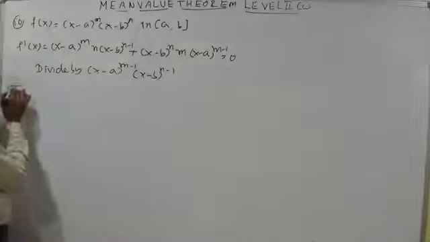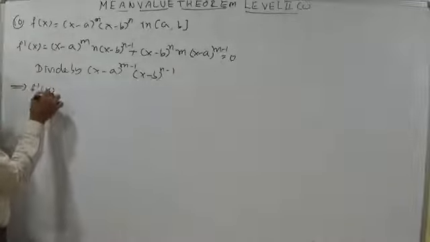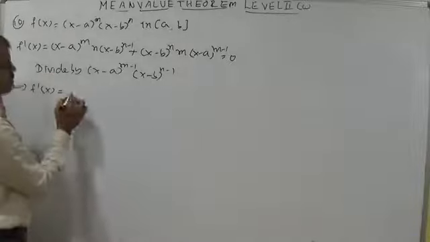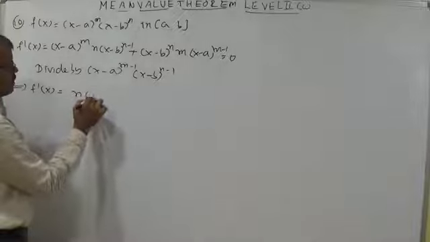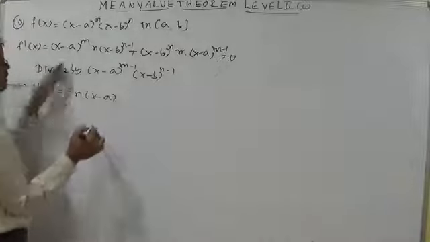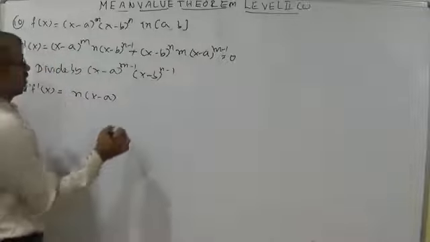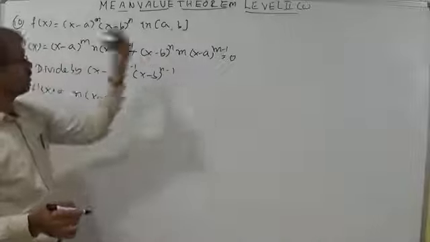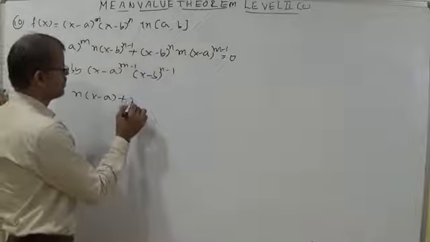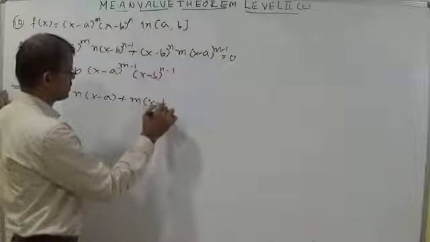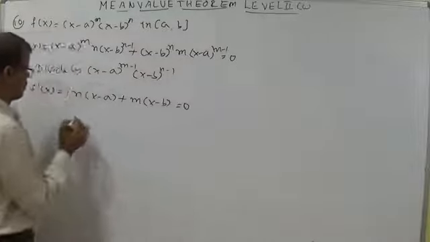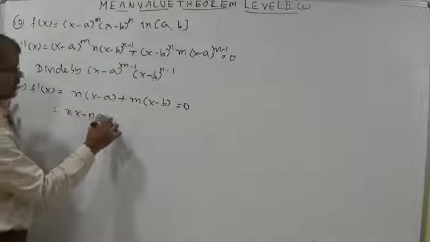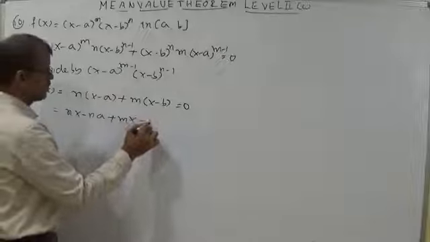That implies f'(x) = (x - a)^(m-1) taken common and (x - b)^(n-1) taken common. Here you can write this one as n (x - a), because (x - a)^(m-1) is taken common. Here (x - b)^(n-1) taken common, this one common. So m (x - b) is there, equal to 0. That is nx - na + mx - mb.